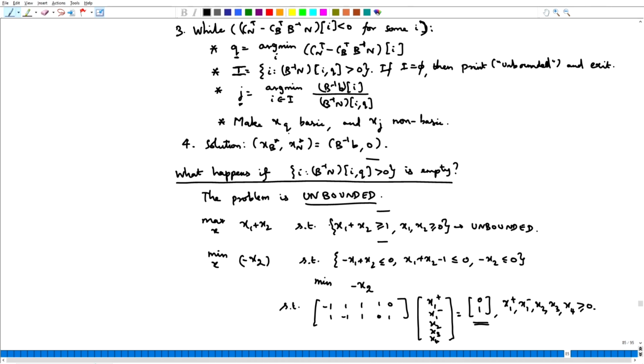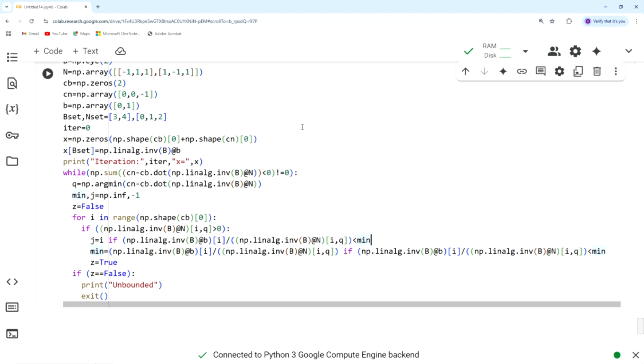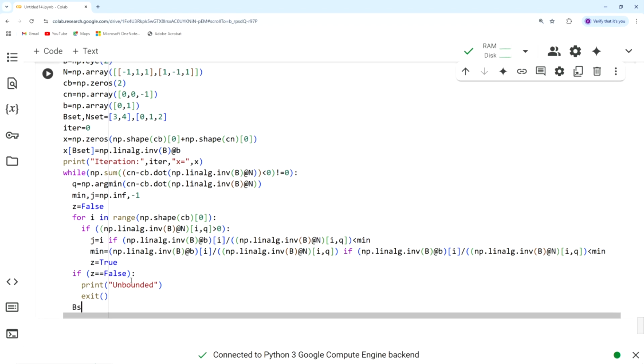Now I have to make xq basic and xj non basic. So, let me continue with that. You have B set of j and N set of q becoming N set of q comma B set of j. That is a nice way of exchanging that Python has offered. When you write a comma b equal to 0 comma 1, you know that a is equal to 0 and b is equal to 1. That is exactly what I am doing here.